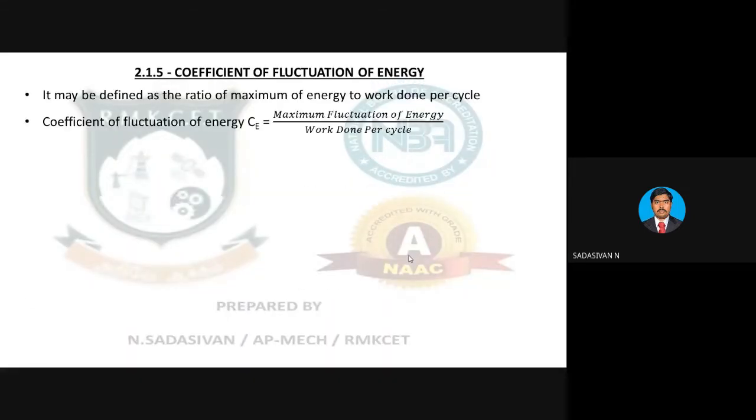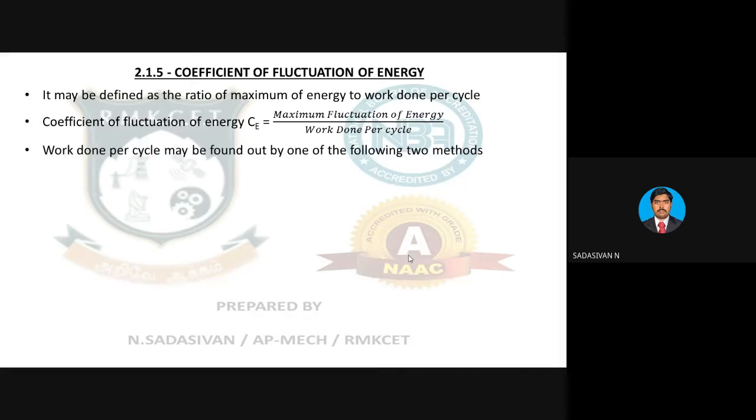What is the formula for percentage of coefficient of fluctuation? Coefficient of fluctuation of energy: maximum delta E you have found out in the last slide, maximum energy minus minimum energy points. Now that difference in energy divided by this rectangle area, work done per cycle, will give you the answer. It gives you the answer in percentage.